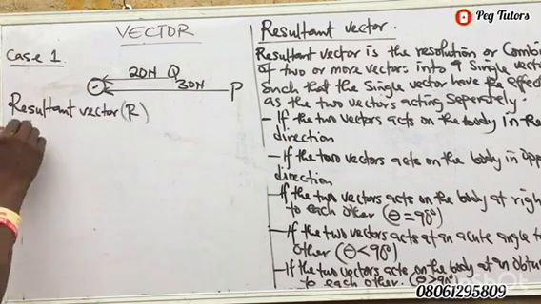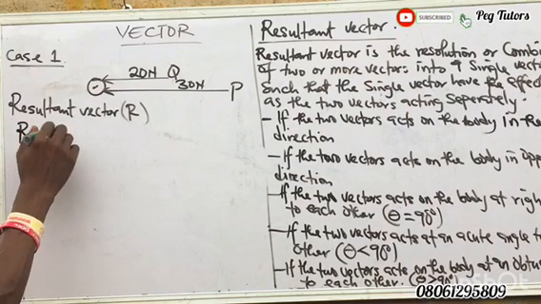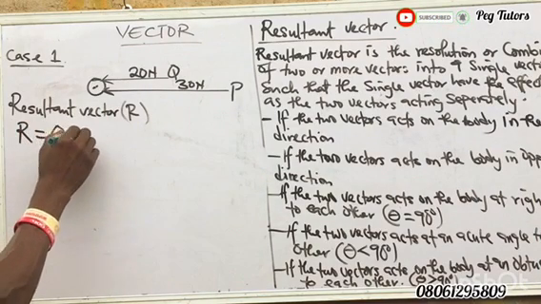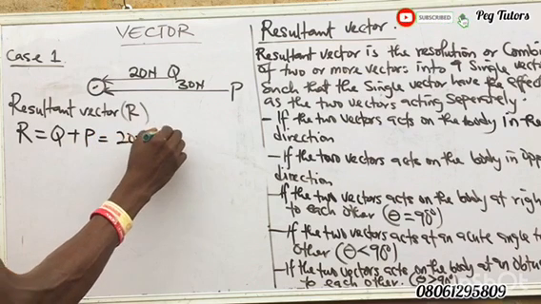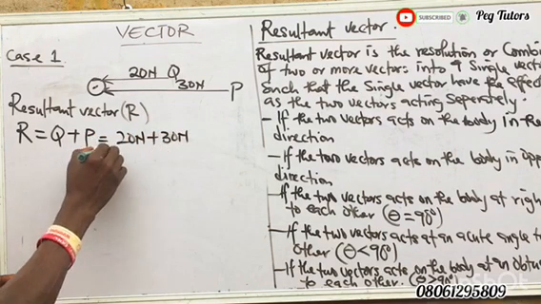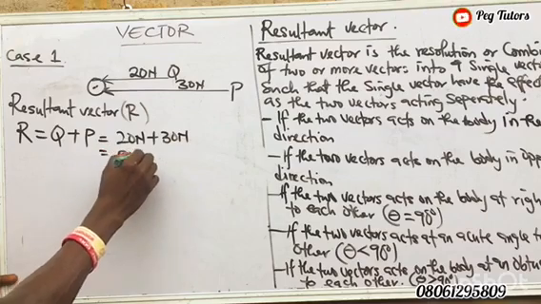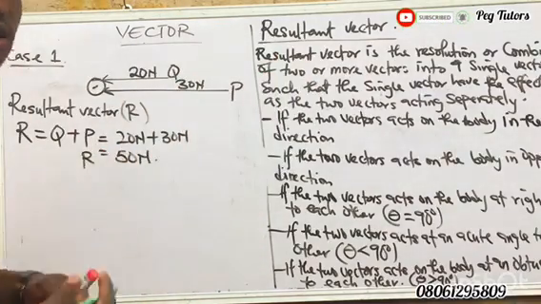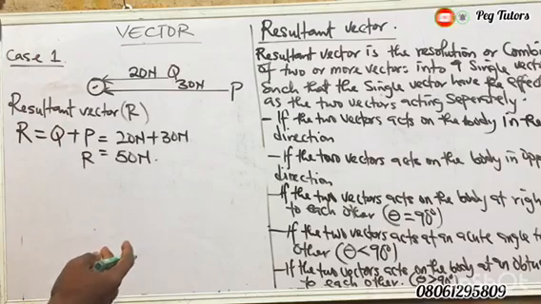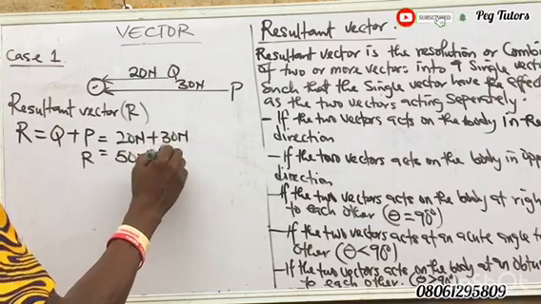So we have the resultant vector equal to vector Q plus vector P, which will be 20 Newton plus 30 Newton. That will give us 50 Newton. So the resultant force is 50 Newton. Towards which direction? Towards the left-hand side. So you can say towards the left.